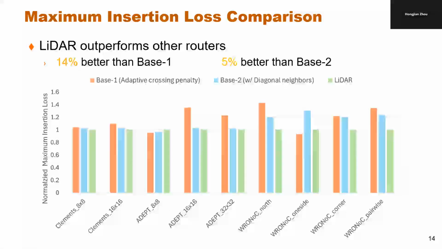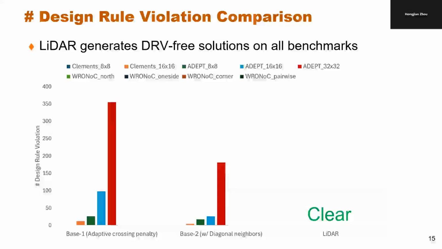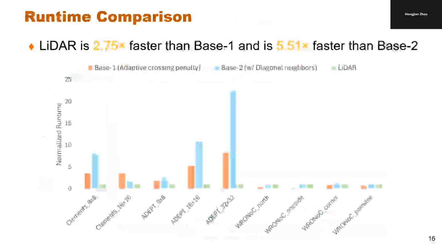Regarding the maximum insertion loss, LiDAR is 40% better than base 1 and 5% better than base 2 on average. And our LiDAR can generate DRV-free solutions on all the benchmarks, while the other baselines cannot. LiDAR is also much faster than base 1 and base 2 on average.